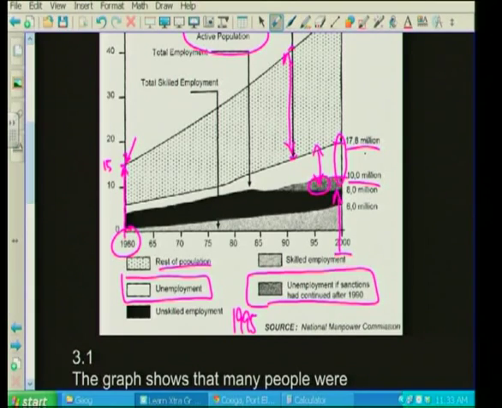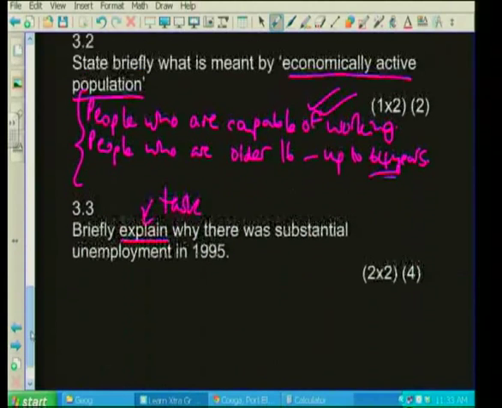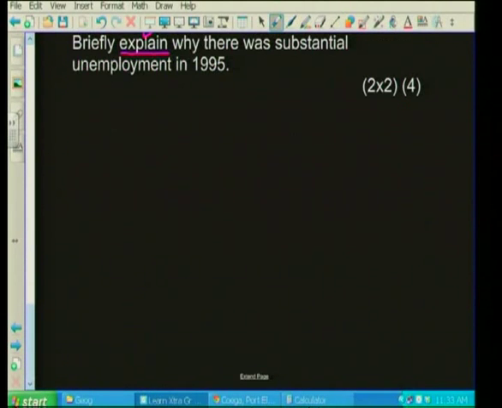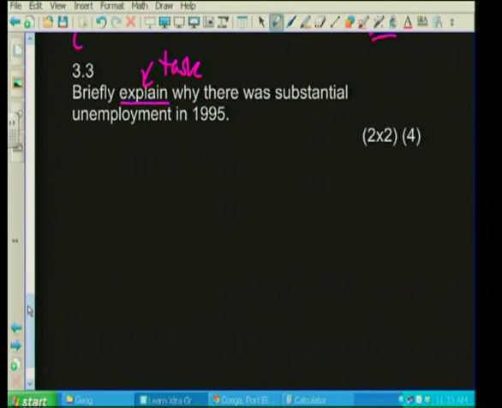So for 4 marks there, this is a 2 times 2 question. For 4 marks, what are we going to say or how are we going to answer this question that briefly explains why there was so much unemployment in the year 1995?